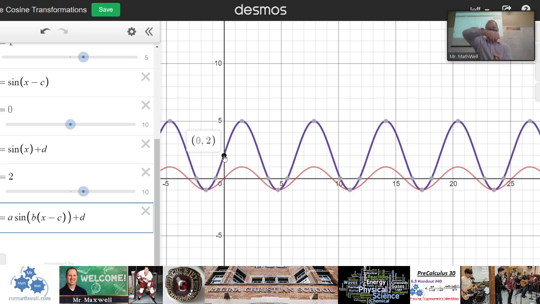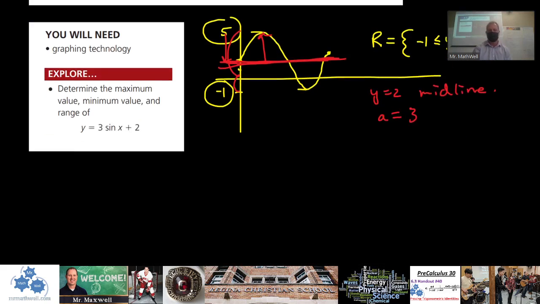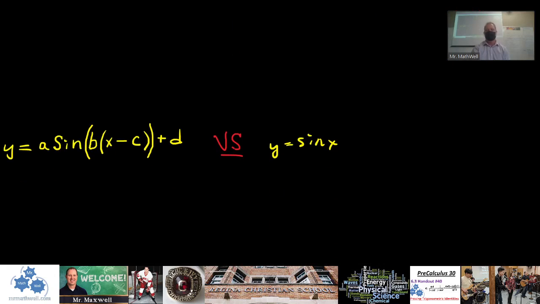So A stretches, or A compresses the sine graph. Think about it that way. Pulls it up, or it compresses it down, but it's all in the vertical direction. And D doesn't stretch, but it just moves up, translates up or down. Okay, it doesn't change the shape, it just changes the position. That's A and D.